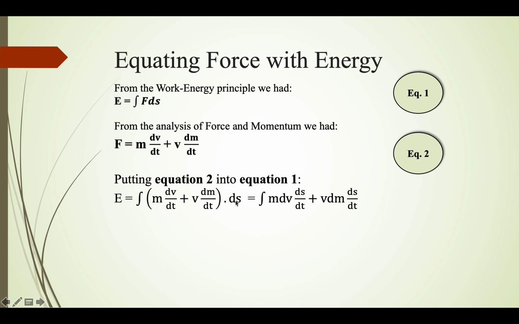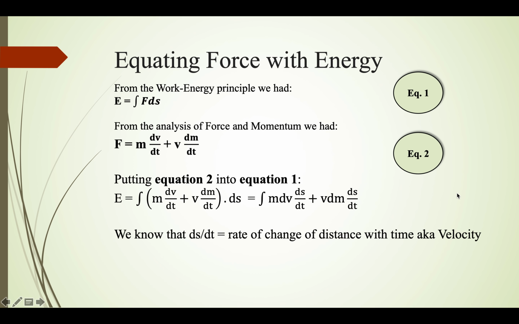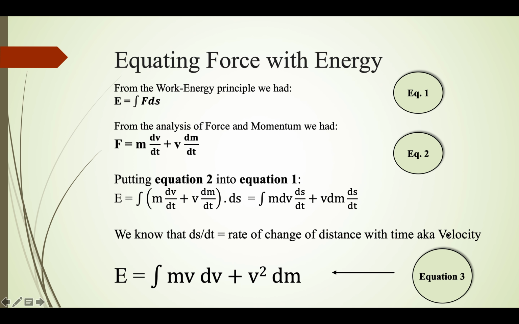And we multiply ds into the parenthesis, we get m dv ds by dt plus v dm ds by dt. We know that ds by dt is the rate of change of distance with time, which is known as velocity. So putting that into this equation, put in v for ds by dt, we get E equals the integral of mv dv plus v squared dm. And we remember that one as equation 3.